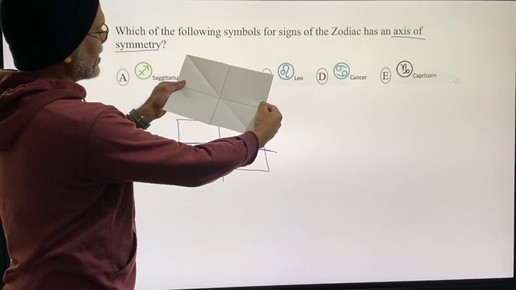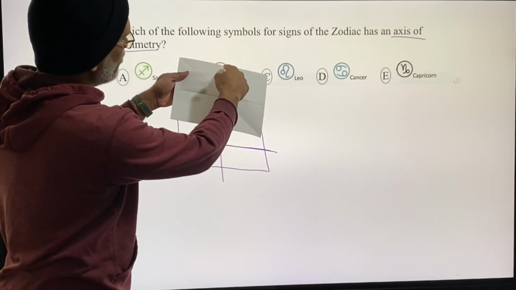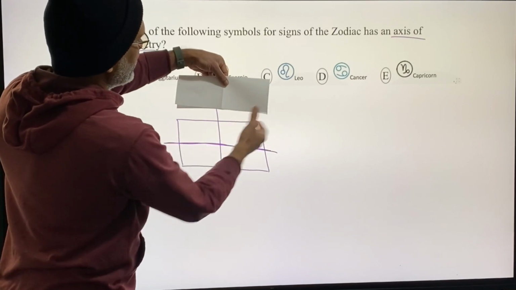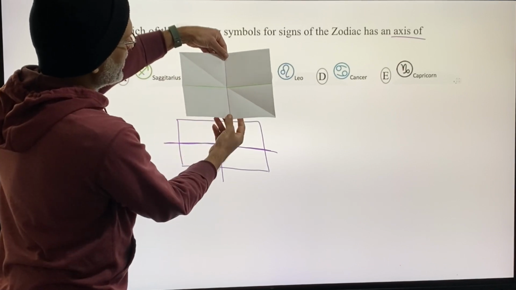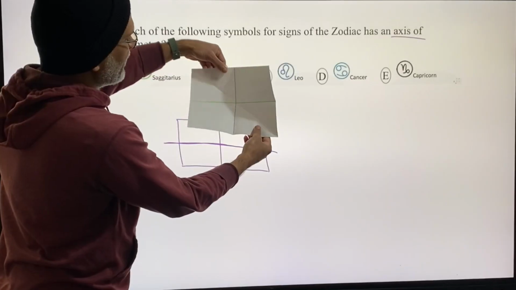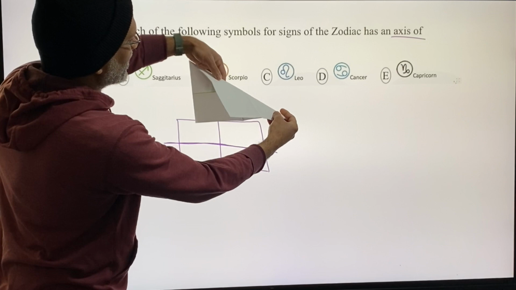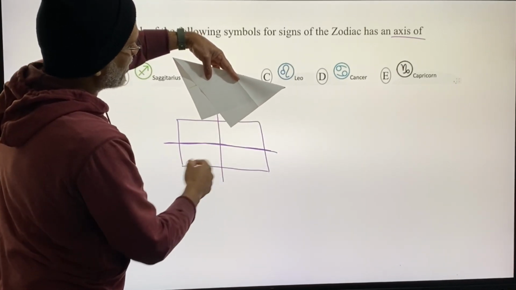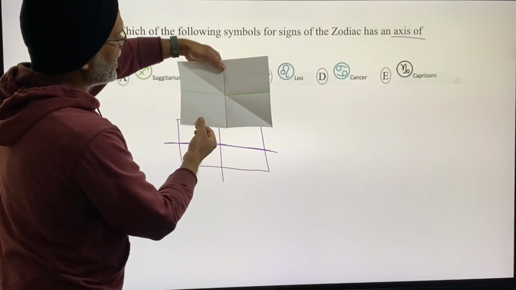I have actually made a drawing. So this is a rectangle. It has two lines of symmetry. One is like this, one is like this. If I fold it along this, it will exactly overlap. Similarly, if I fold along this line, it will exactly overlap. On the other hand, if I fold it along the diagonal, as you can see, it will not exactly overlap. So the diagonal is not an axis of symmetry for a rectangle in general.